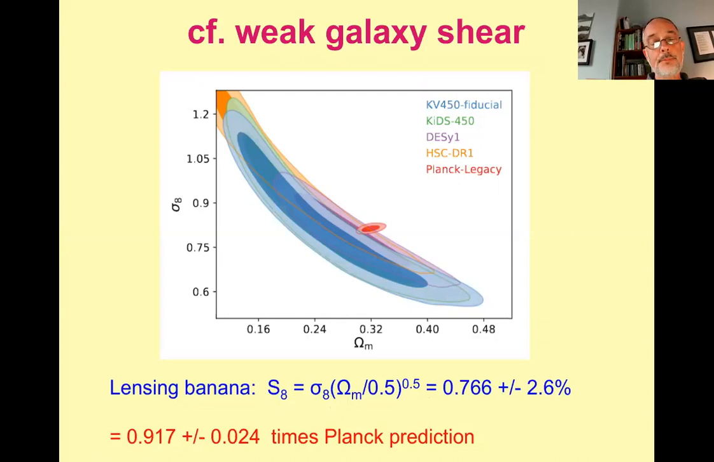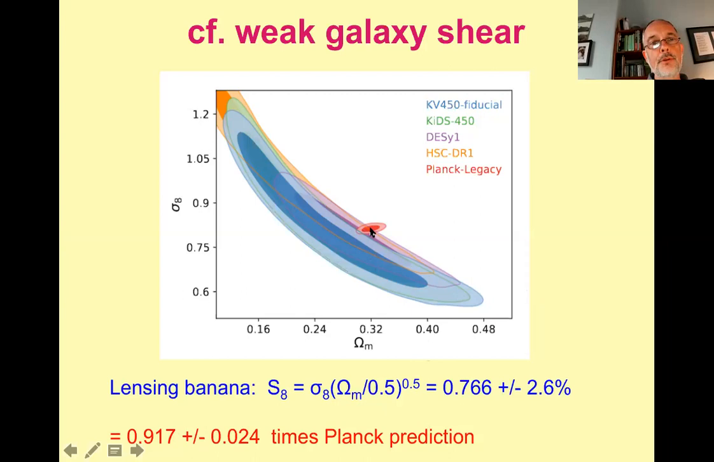Let's say the microwave background at redshift 1100. They're looking at galaxies at redshifts only up to one, being lensed by galaxies at redshift 0.5 typically. So that absorbs some of the sensitivity to omega matter. But you can see this, both KiDS and DES prefer this banana that goes below the fiducial Planck number.